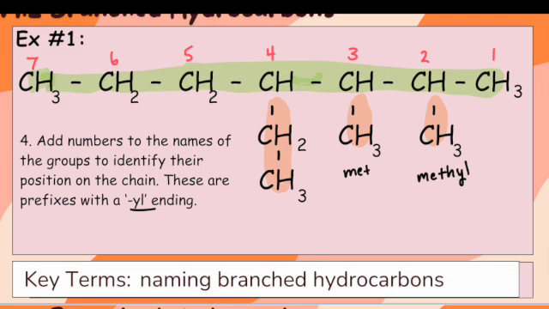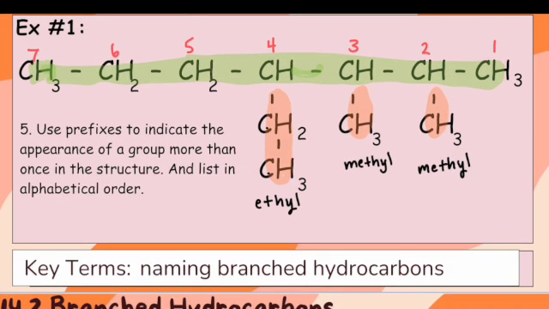Now this one off of the third carbon of the parent chain is the same thing. It's another methyl group. This last group is off of the fourth carbon of the chain, and there are 2 carbons. So with 2 carbons, we use the prefix eth. So this would be called an ethyl group.